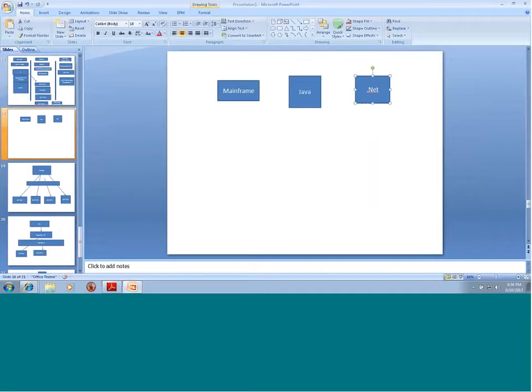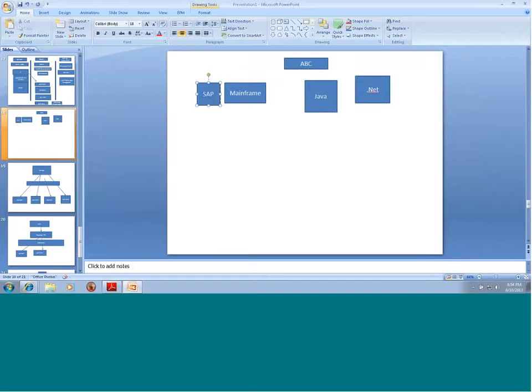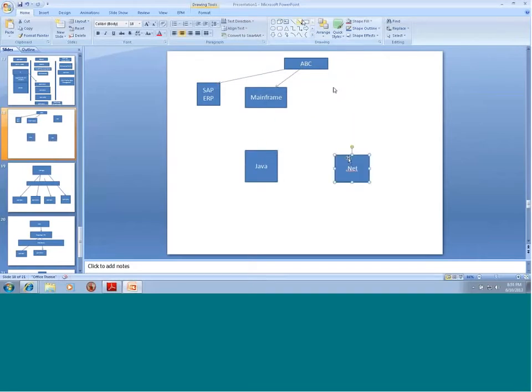But for me to integrate all the information together, let's say for example, my company is company ABC. My company had an SAP ERP system and mainframe. And then there was another company, let's say CDE, which had a Java application and a .NET application. During the mid 90s, ABC company went and acquired company CDE.